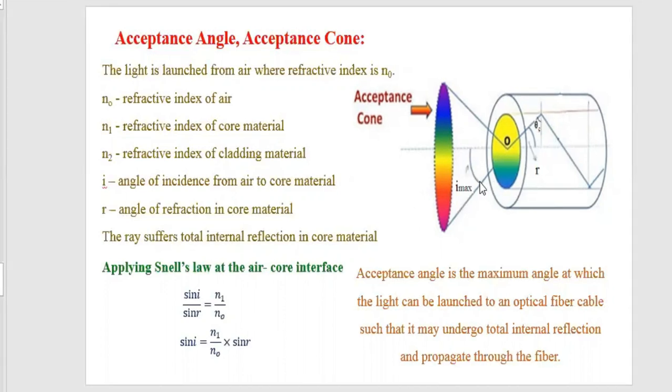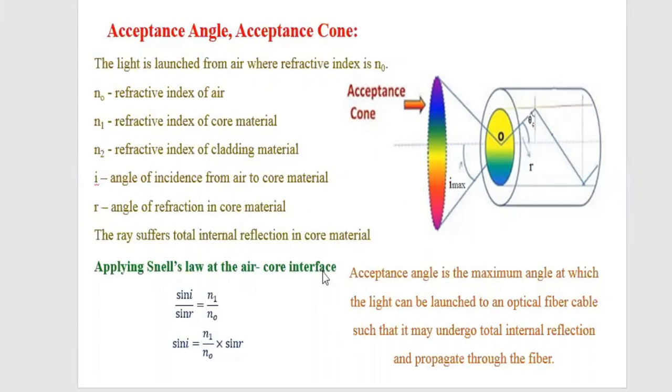Snell's law is sin I by sin R equal to n2 by n1. That's the general formula: the refractive index of the second medium, here it is the core, so it is taken as n1, divided by the refractive index of the first medium, n0. So sin I by sin R is equal to n1 by n0. So sin I is equal to n1 by n0 into sin R.